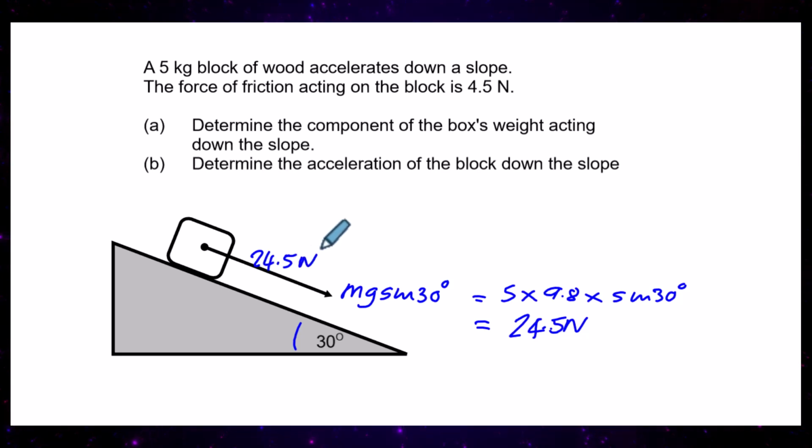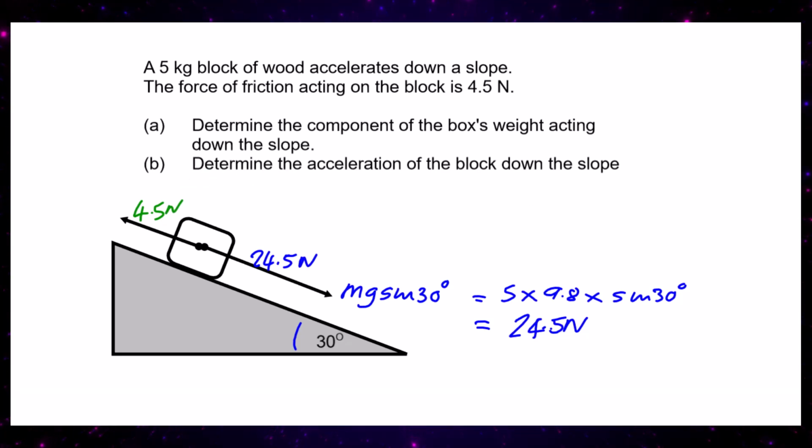24.5 newtons. Now we're also told that there's going to be a force of friction acting on the block, so we have to draw that in as well. We just draw a backward arrow to show that the force of friction always acts opposite the motion. And we don't need to worry about scale at the moment because we're told it's going to be 4.5, just to give yourself a mental picture of what's happening. And that is the backward force, 4.5 newtons.